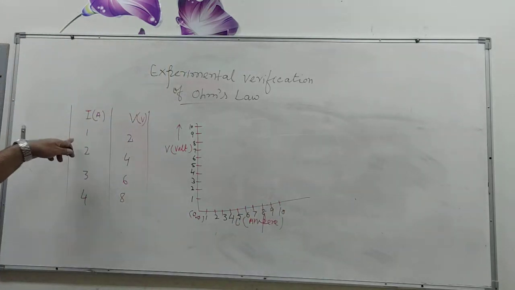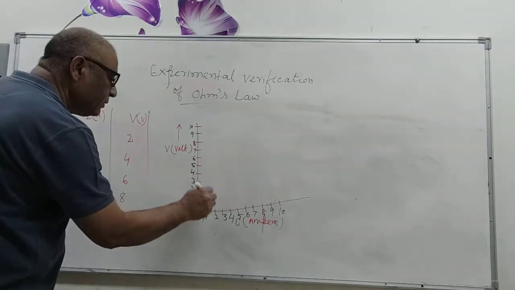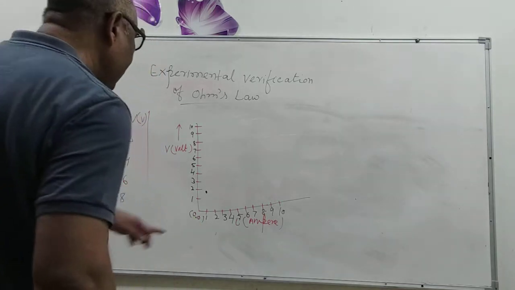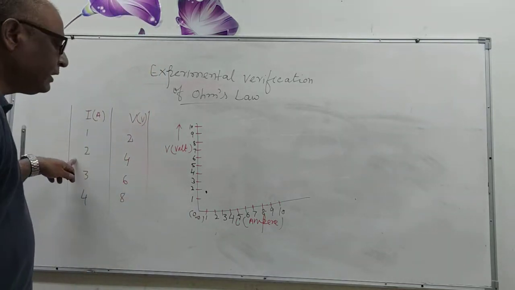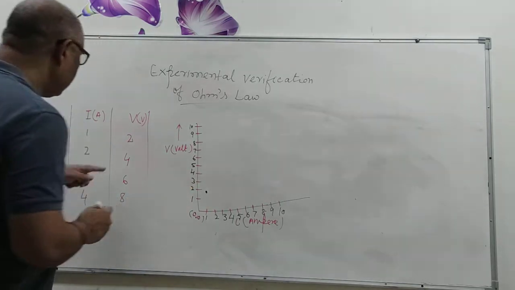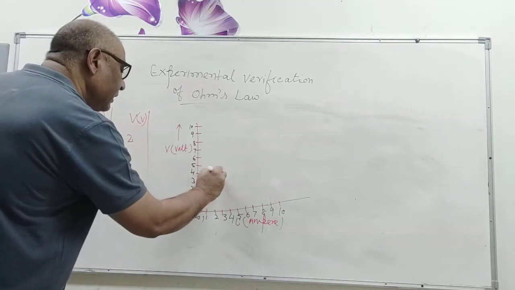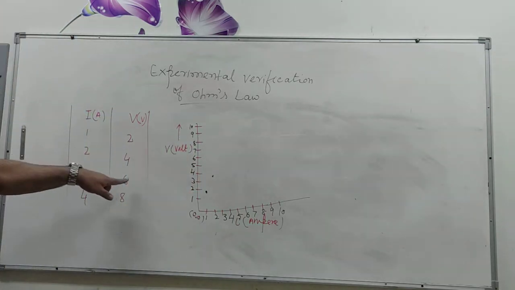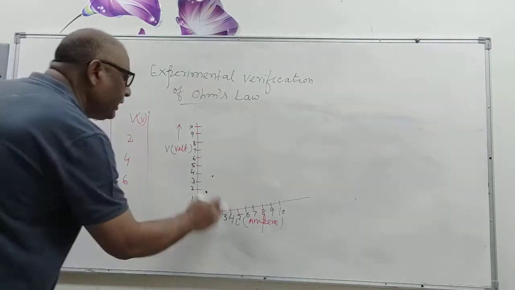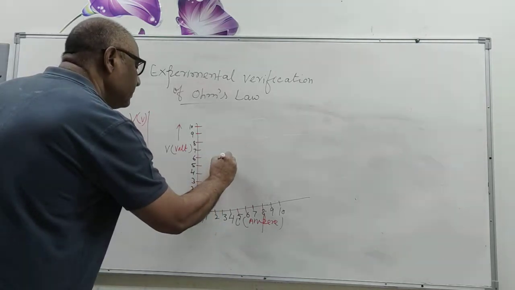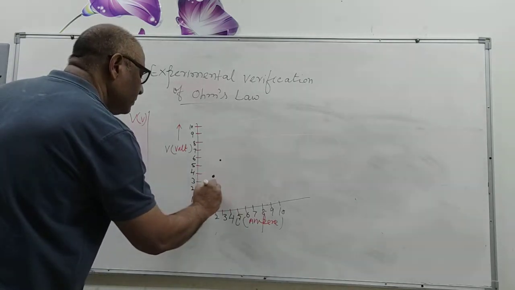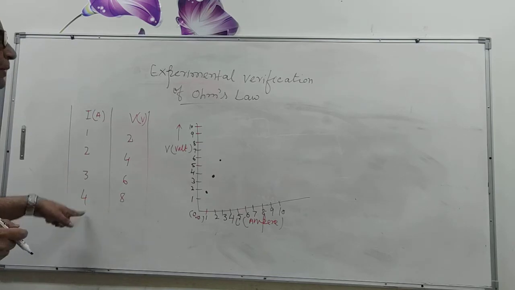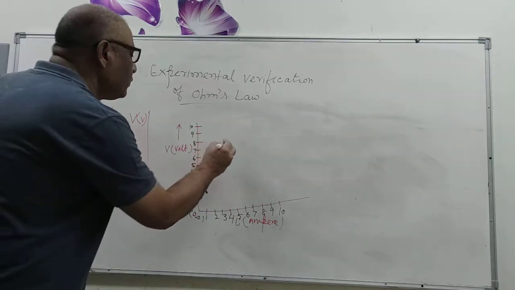At 2 volt, current is 1 ampere. At 4, current is 2. At 6, it is 3. When potential is 8 volt, current is 4 ampere. So this is the 8 and this is the 4. So this point is like this.